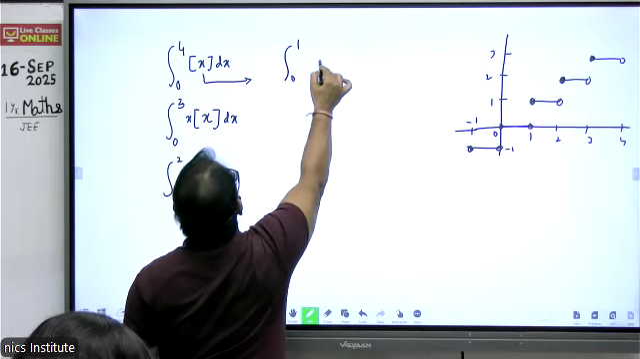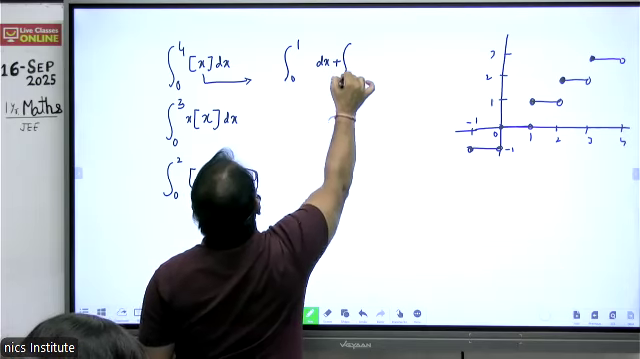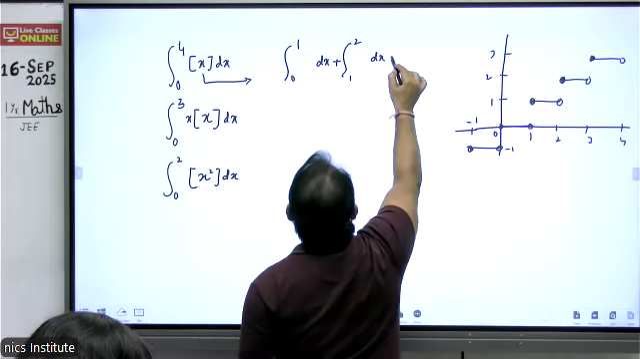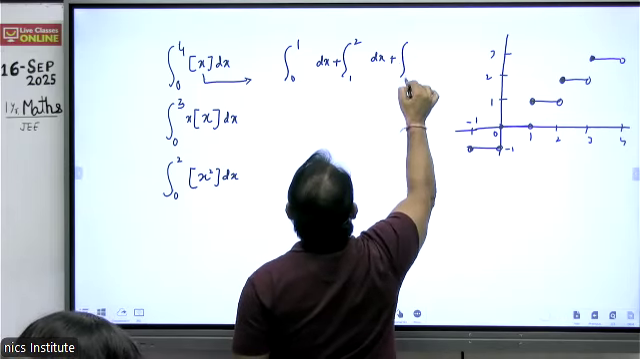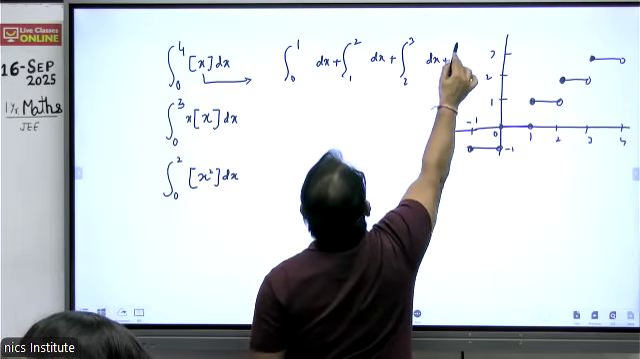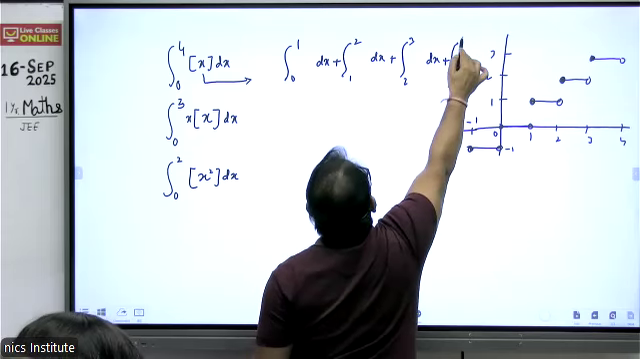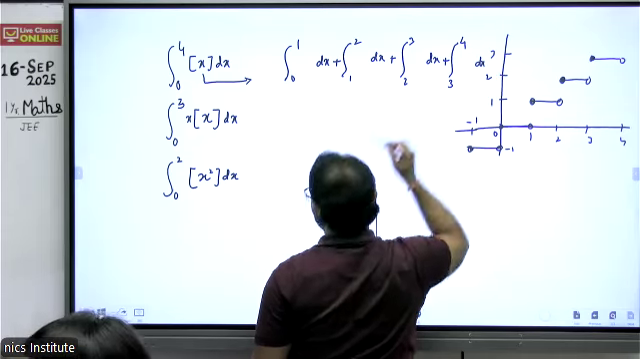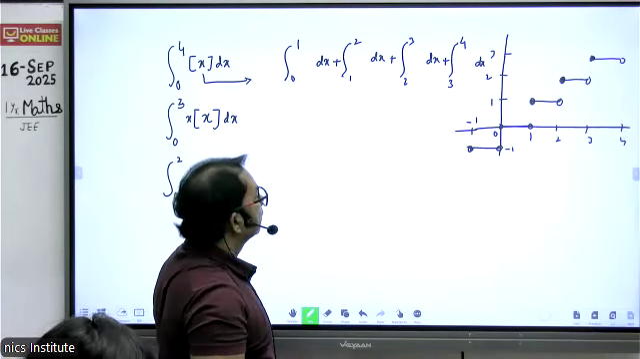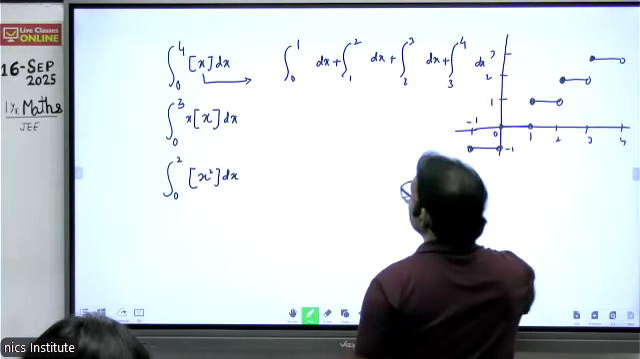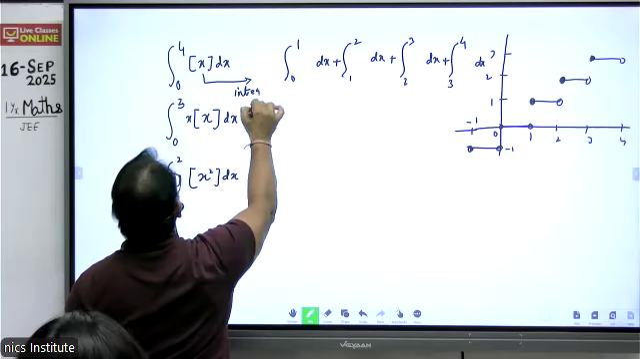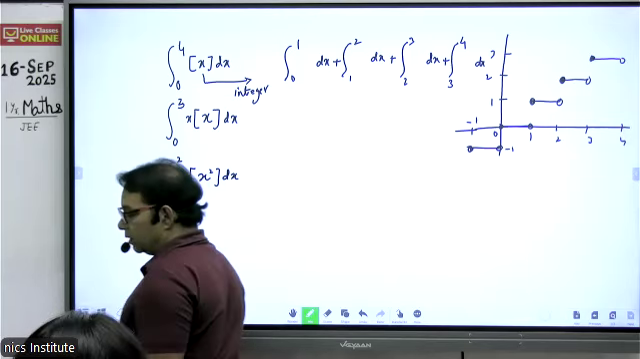0 to 1 dx, 1 to 2 dx, 2 to 3 dx, and finally 3 to 4 dx. Limits will always be of x, and the term inside the greatest integer has to be an integer, because at integer it is not defined.